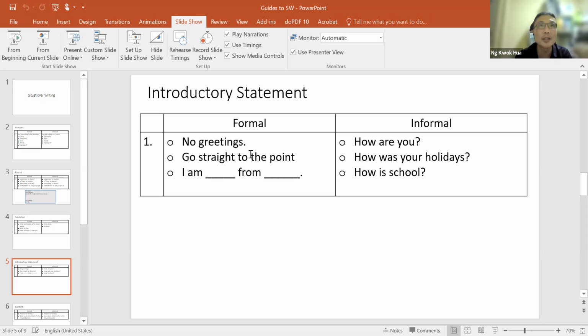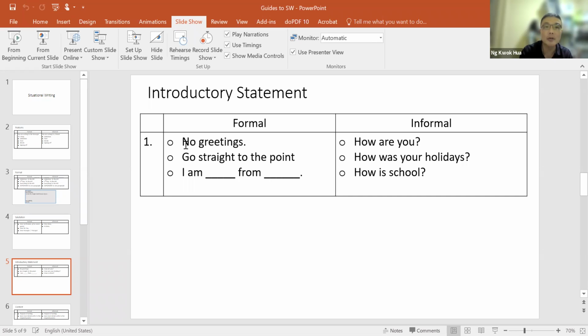There's no need to greet your principal or the manager of the restaurant by asking how are you. Just go straight to the point. "I am Leonard Lee from Perry Primary School," or "I'm Leonard Lee." The purpose of this writing, or "I'm writing this email to compliment one of your staff." So this is very formal. Or "I'm writing this email to make a complaint against one of your staff." Something like this.